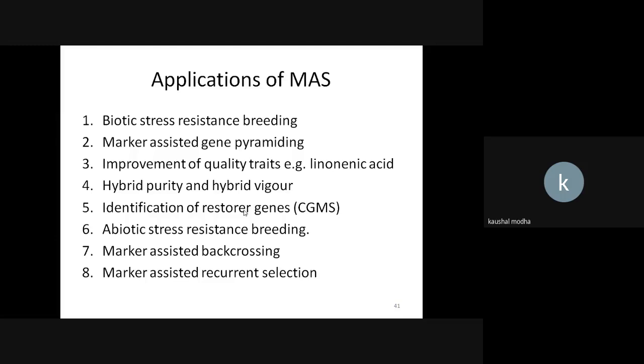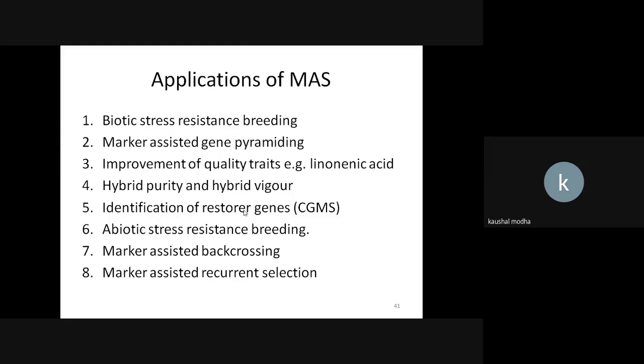And then further you have to confirm the restorability. That means you need to make the cross between these 15 to 20 lines identified with the markers. Now you will be crossing these 15 to 20 genotypes with your CMS line. You will evaluate F1. That is to be done. But now you have reduced the number of crosses to be handled from 400 or 4,000 to only 15 to 20. So this is just one example of how we can utilize markers in plant breeding.